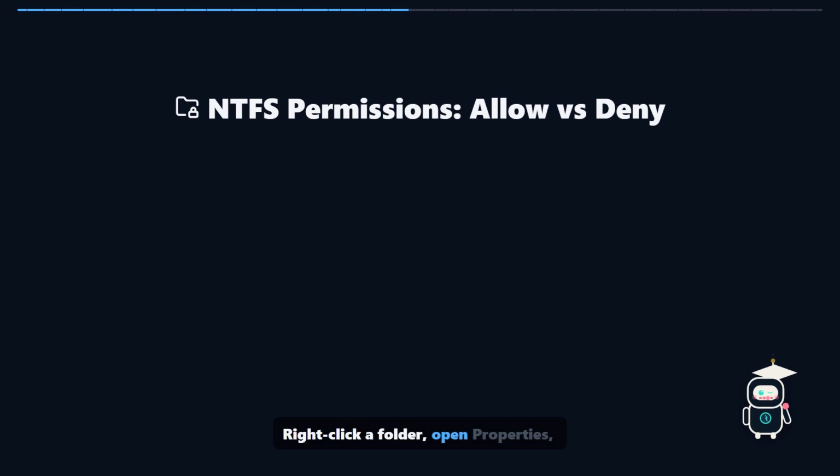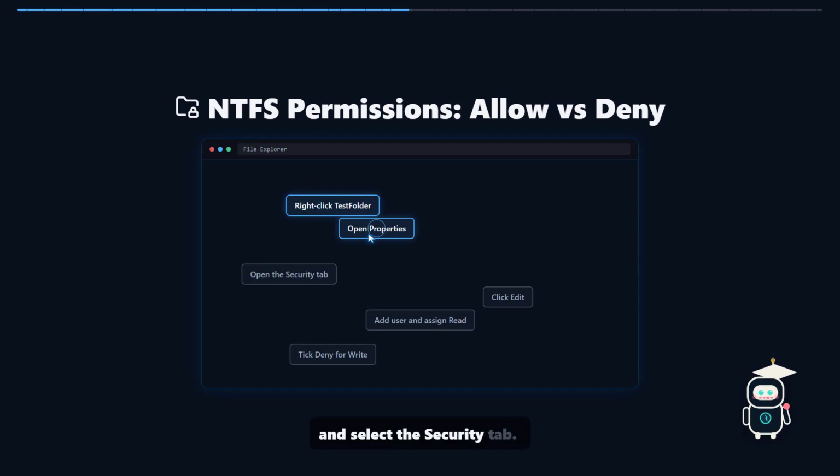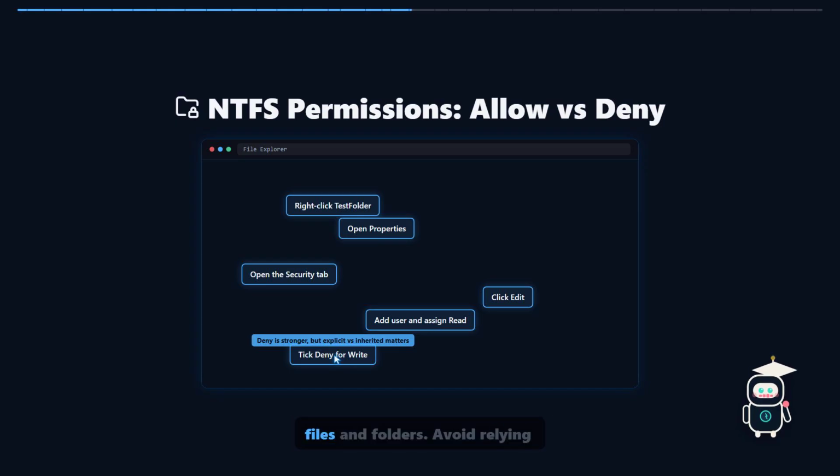Right-click a folder, open Properties, and select the Security tab. This is where NTFS permissions control who can read, modify, delete, or change permissions on files and folders. Avoid relying on one slogan such as "deny always wins." Permission evaluation can involve explicit permissions, inherited permissions, group memberships, ownership, special permissions, and, when the folder is accessed over a network, share permissions as well.